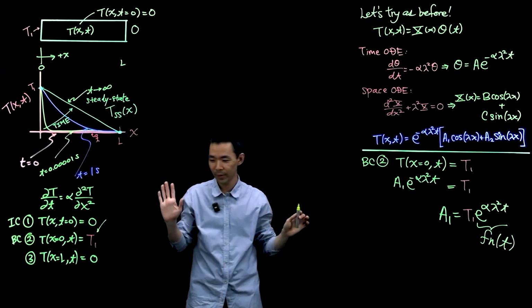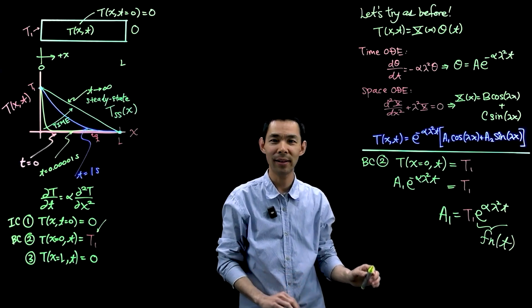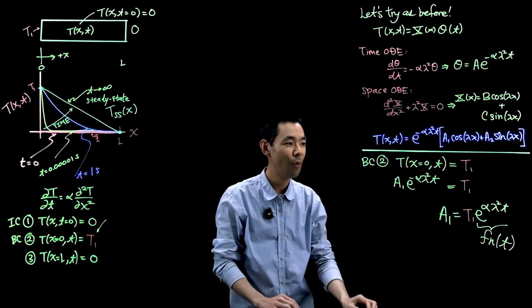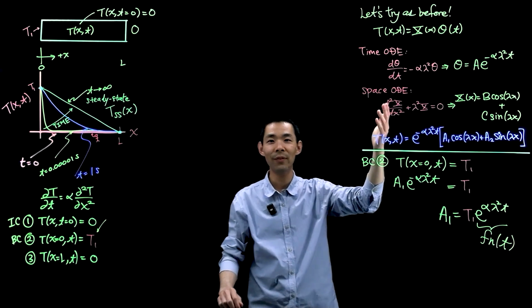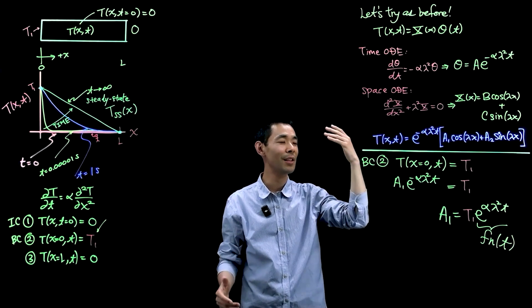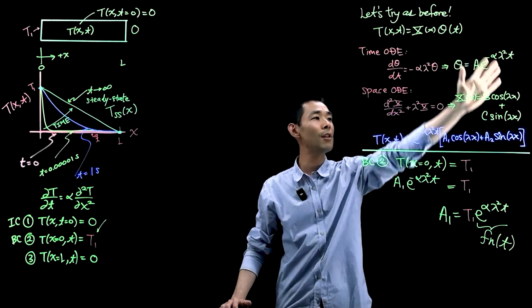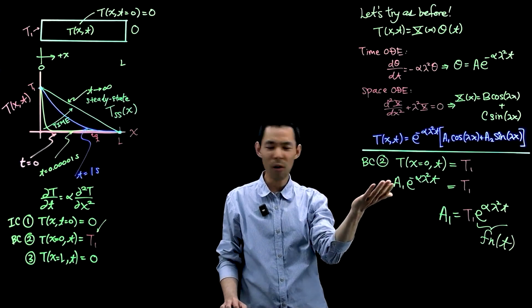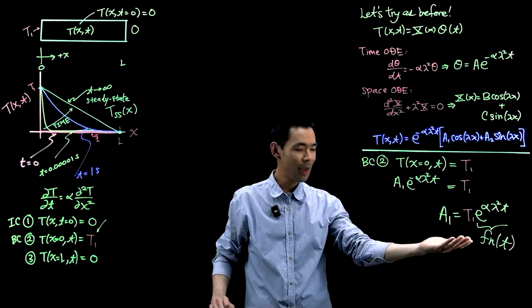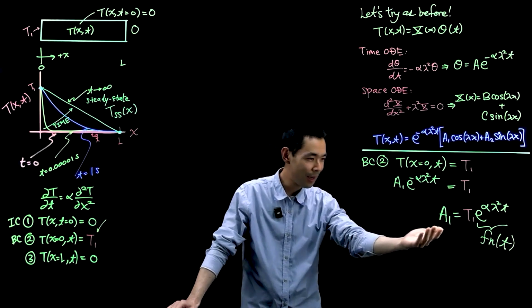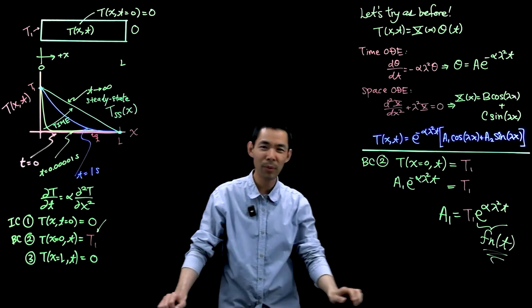Whoa, whoa, whoa. Something bad is happening. What did I do? I did the same thing as before. I mean, separation of variables worked so well last time. It just cut through the problem, and I did nothing wrong. Everything here is the same as last time. And then all of a sudden, I apply this boundary condition, and I'm now getting a constant of integration A1, which is a function of one of the independent variables, time.